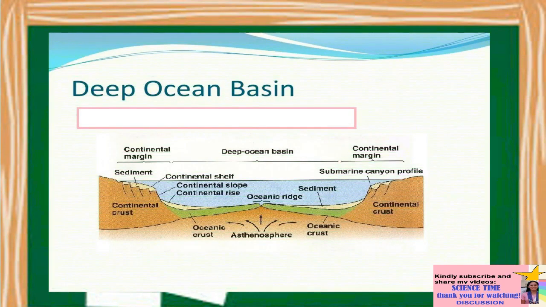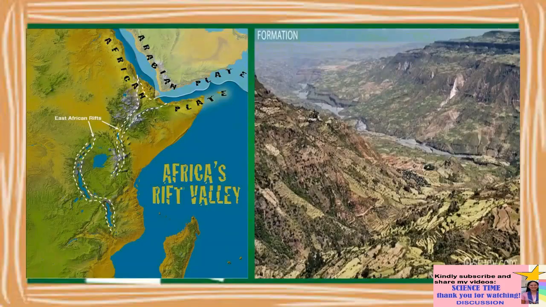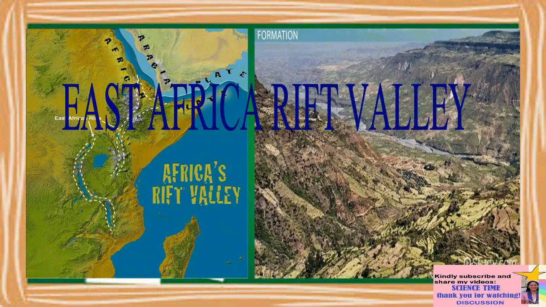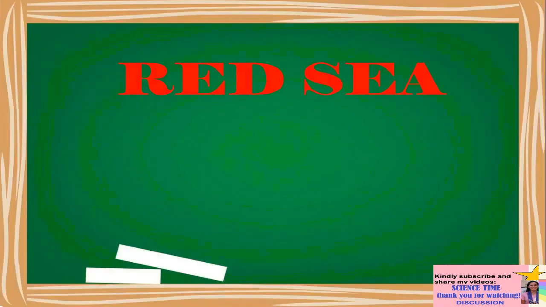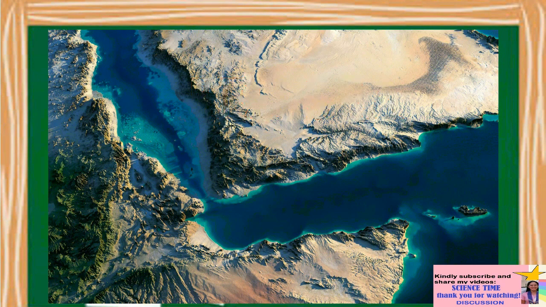If rifting continues, a new ocean basin could be produced. Volcanic activity sometimes occurs within the rift. Rift Valley is the formation from the diverging of continental plates. The East Africa Rift Valley is an example of this type of plate boundary. There, the plates have fully separated and the central rift valley has dropped below sea level.